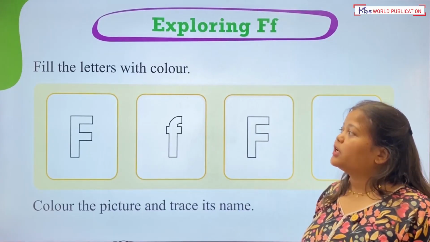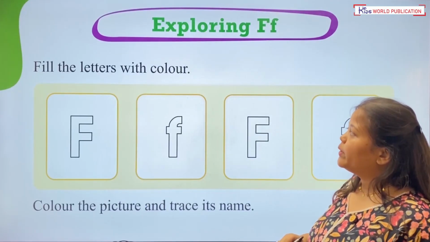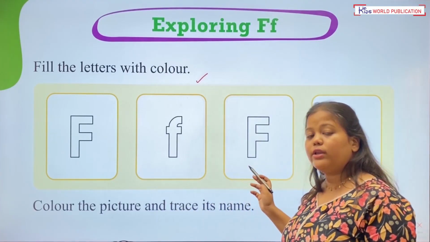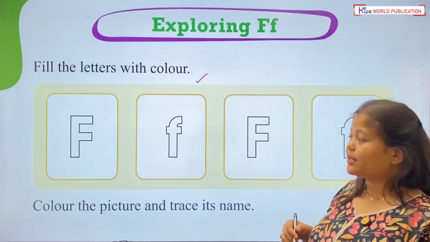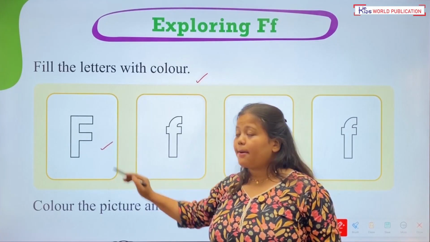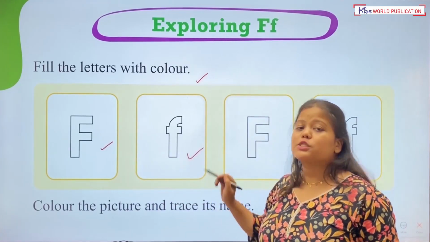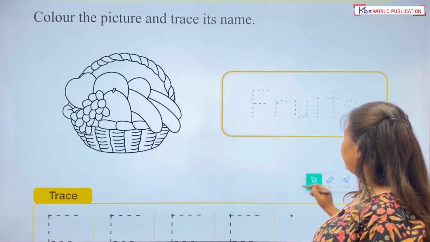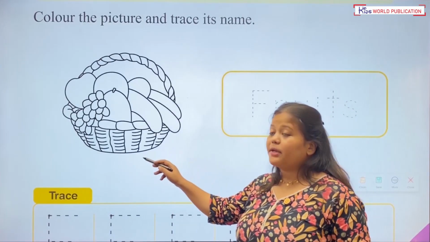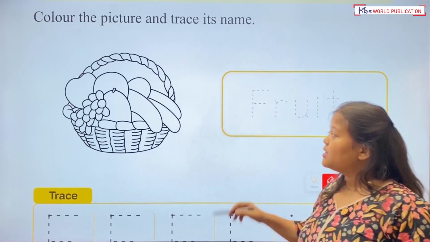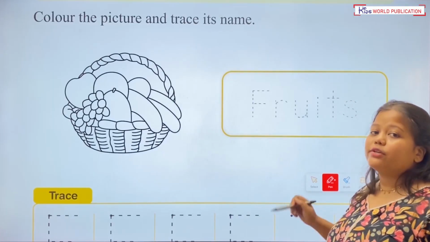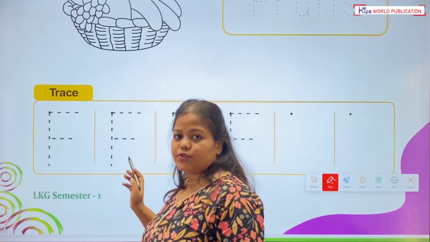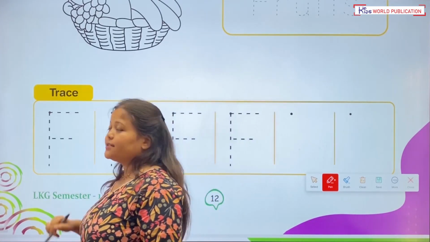Exploring F. Fill the letter with colors. So kids, here you can see letter F is drawn and you will fill your favorite colors in it. This is capital F and this is small f. Color the picture and trace its name. So kids, this is the picture. You will color it and this is its name. You will trace it and complete its name. Trace. Let's trace the letter F.